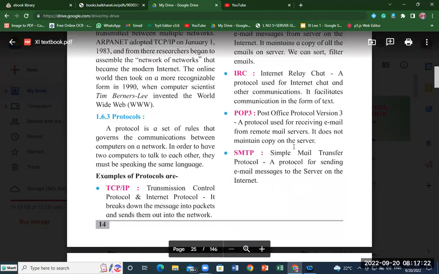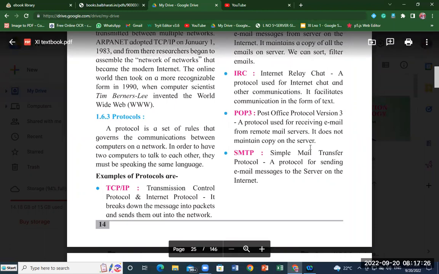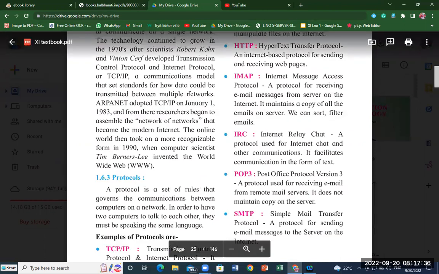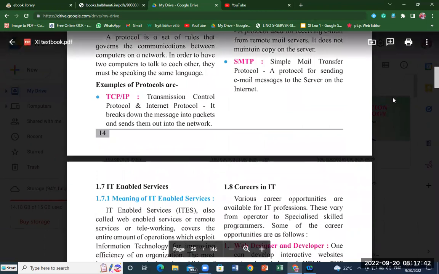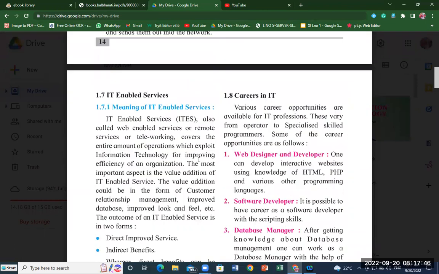A protocol used for receiving emails from remote mail servers. It does not maintain a copy on the server because it gives back the data whatever it has received, right? Whatever mail it has received, it will give back. But IMAP will maintain a copy. Okay? These were certain examples of protocols. You should be knowing all the protocols.